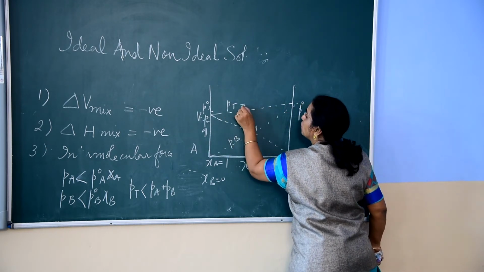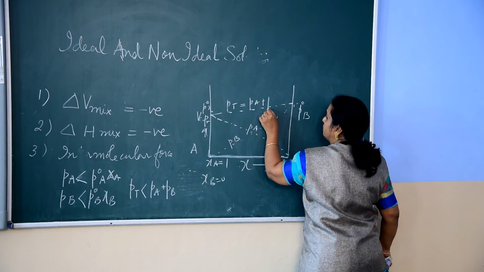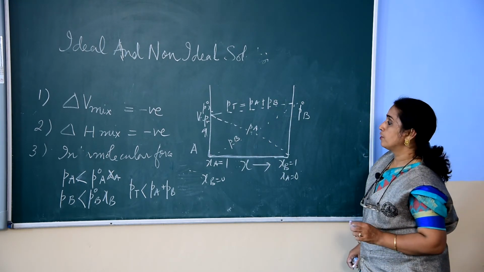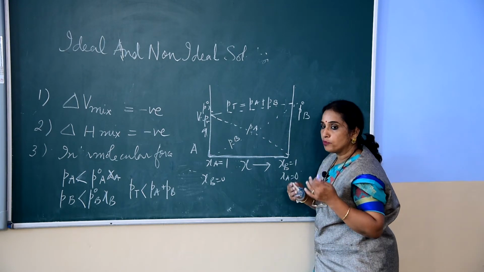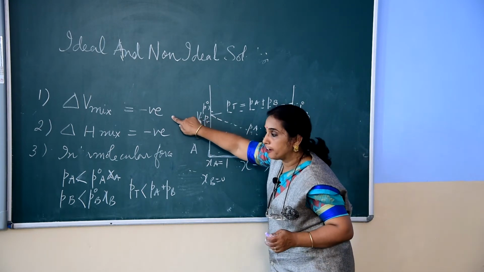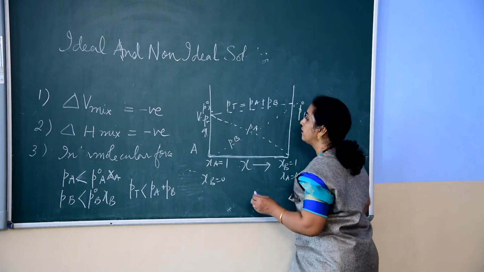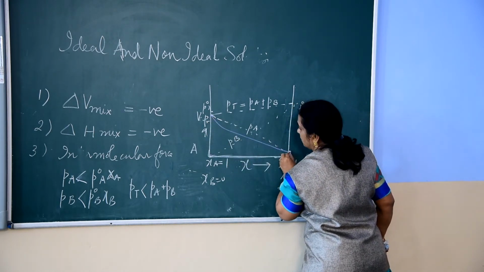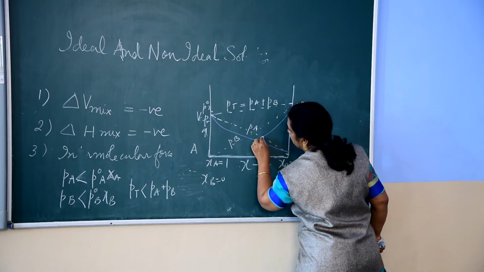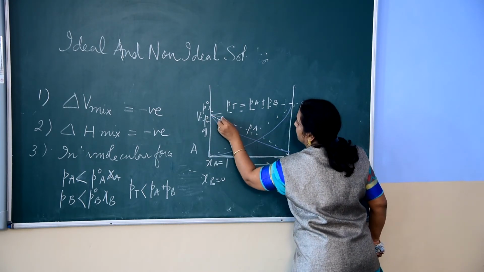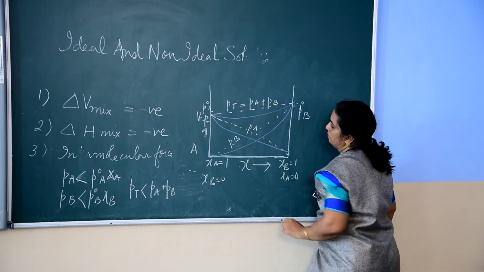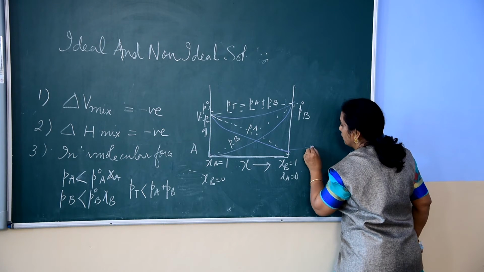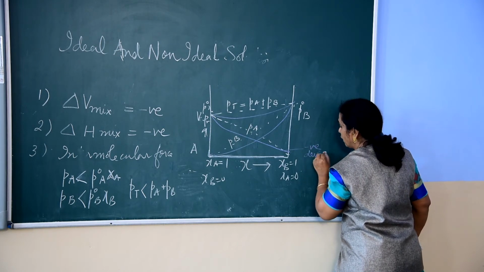P total is equal to PA plus PB. For a non-ideal condition showing negative deviation from Raoult's law, because the volume is decreasing, delta V mix is negative and delta H mix is negative, we will have the curve slightly below, the vapor pressures will be in this way. So this is the ideal behavior and this behavior shows negative deviation from Raoult's law.